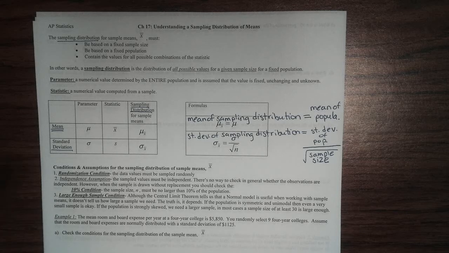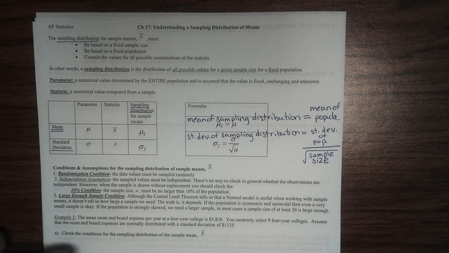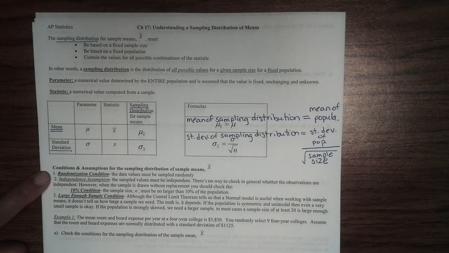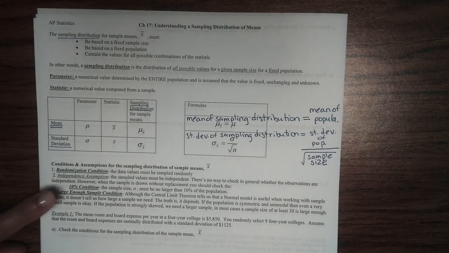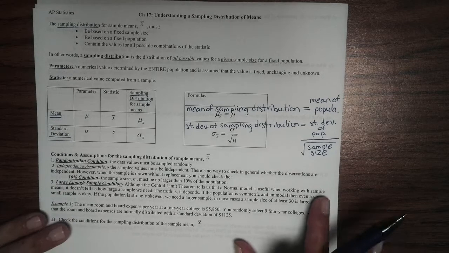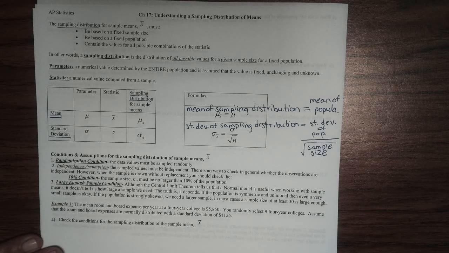So here we go. Here are the conditions for a sampling distribution. I'll just read them kind of quickly, and then we're going to actually apply them on an example. So when you're doing a sampling distribution, the three conditions that you have to check are, number one, the randomization condition. Number two, it's actually called a 10% condition. And number three, the large enough condition. So if you want to do a sampling distribution problem, you're going to have to check these three conditions.